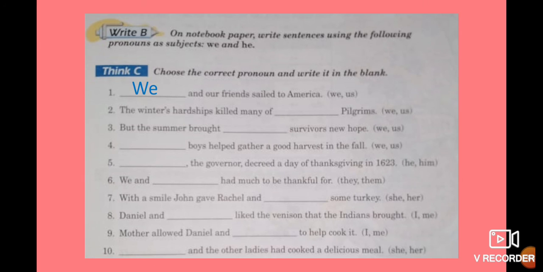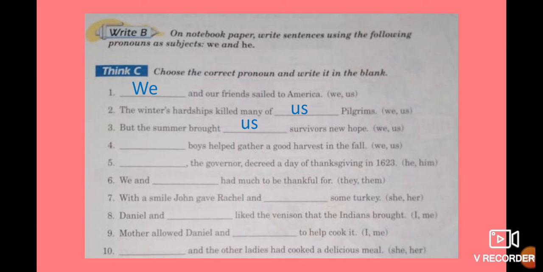So let's see. The first one is we. Why? Because remember, the subjective pronouns we can use as the subject of a sentence. So in that case, we need a subject in the sentence. We choose the subjective pronoun and say, we and our friends sail to America. Number 2, the winter's hardships kill many of us as pilgrims. Number 3, but the summer brought, okay, in that case we use us.